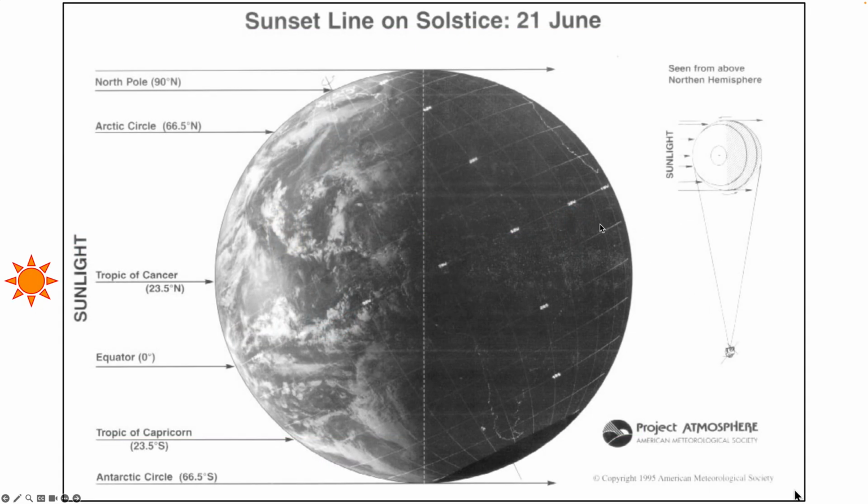So this is the planet on June 21st. Here's my starburst. Here's the sun shining directly overhead, and now it shines directly overhead at 23.5 degrees north, which is the Tropic of Cancer. The Tropic of Cancer is defined to be the northernmost latitude at which the sun shines directly overhead. The sun never shines directly overhead north of the Tropic of Cancer.